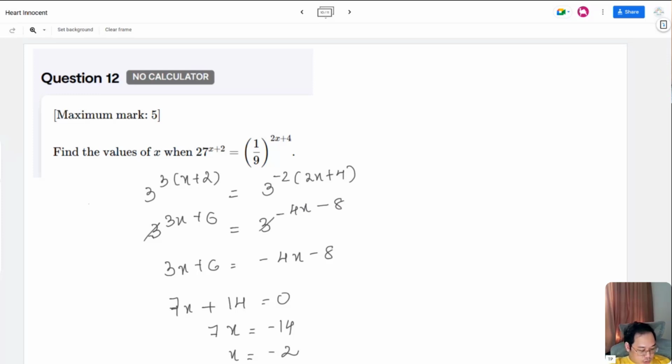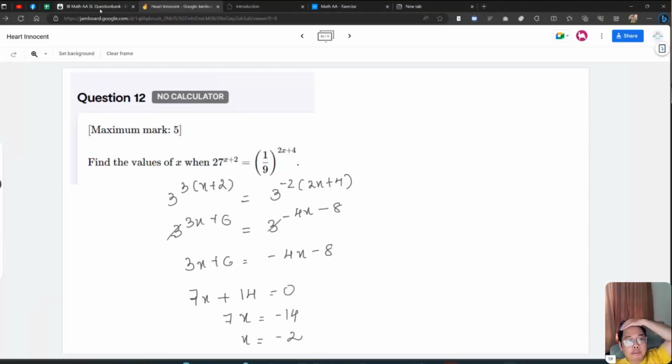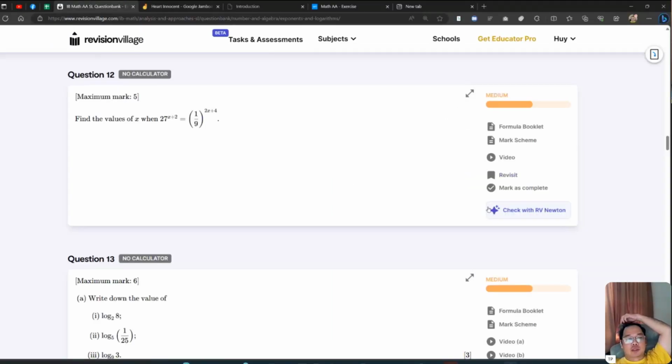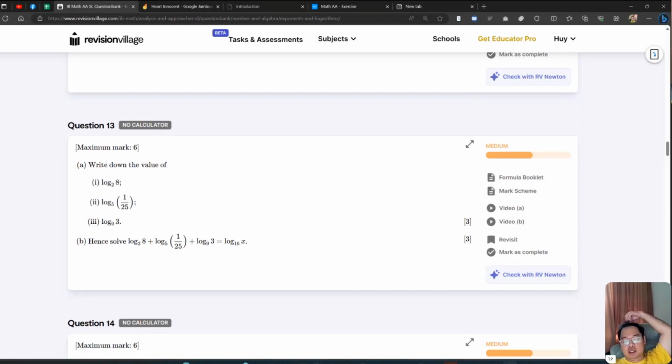X equal -2. Okay, that is the correct solution. Well done. Moving on, question 13.